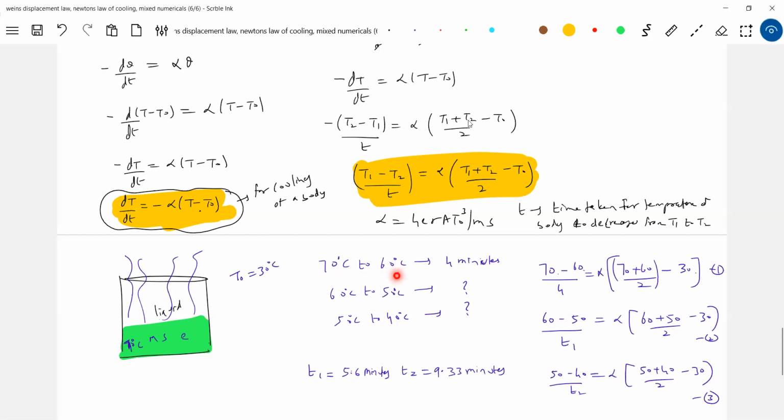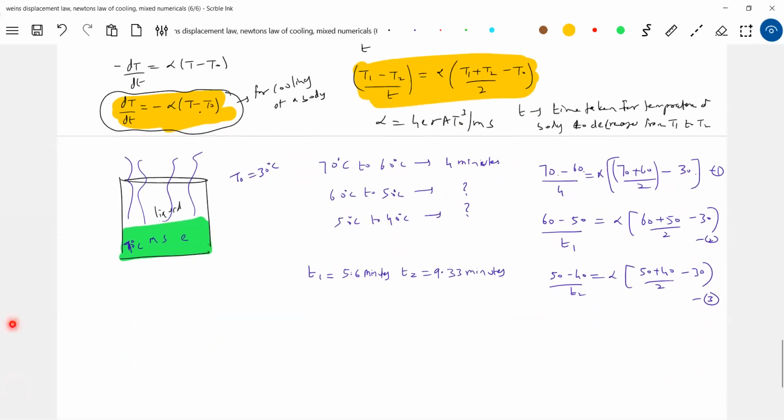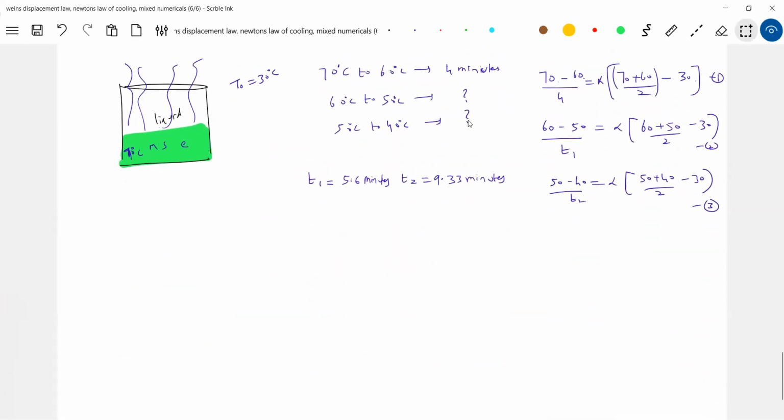Okay, I think you have got very clear information here, no? 70 to 60 will take 4 minutes. Next, again for the same temperature difference, 5.6. For the same temperature difference, 9.3. So what happened? The liquid initially cools down more, and gradually the cooling effect decreases. So there's a very nice formula. Okay, let me give another one.